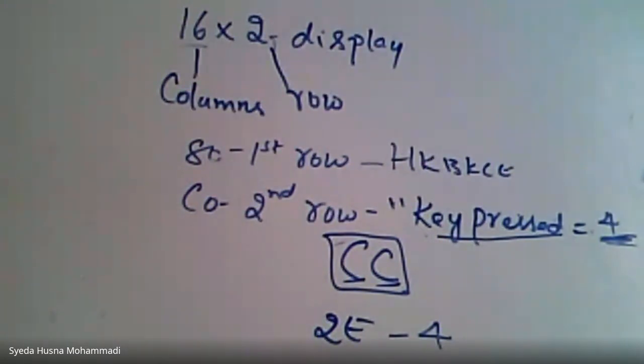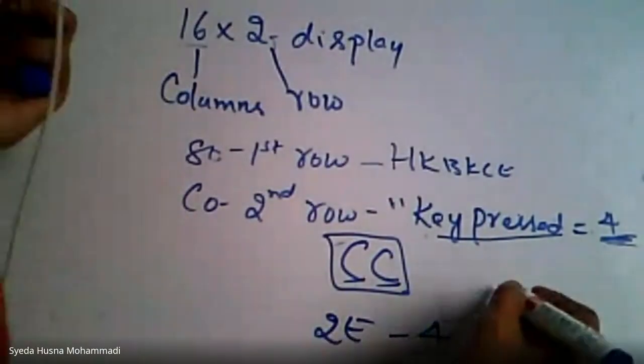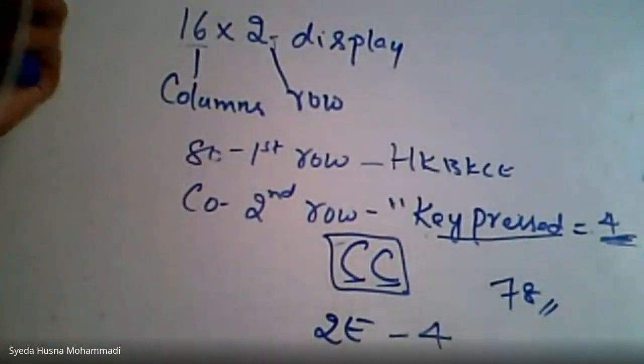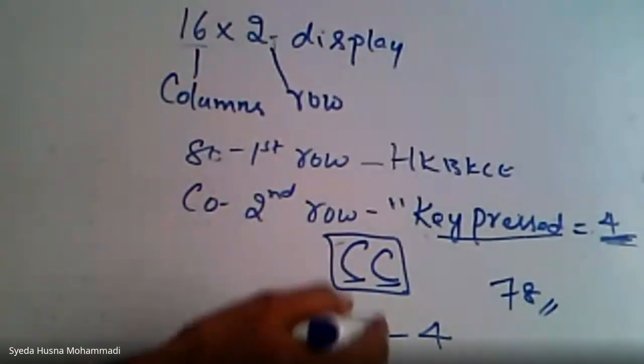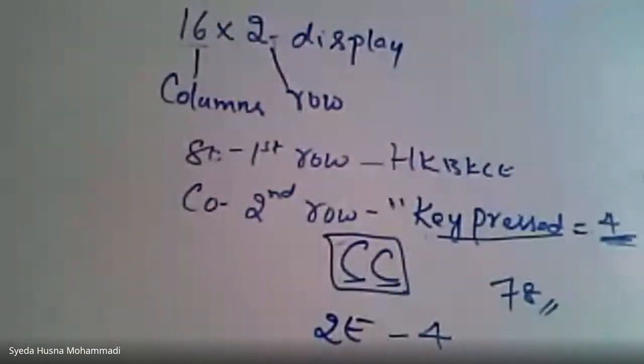First and foremost, you have to check whether any key is being pressed or not. If no key is being pressed, it will return the value 78. If any key is being pressed, it will scan and determine which particular row and which particular column. That's all the gist of your program here.